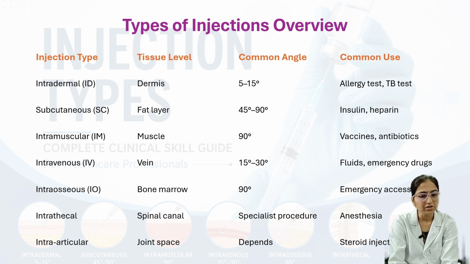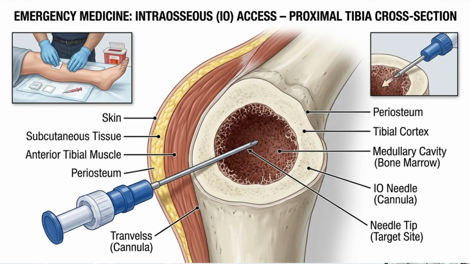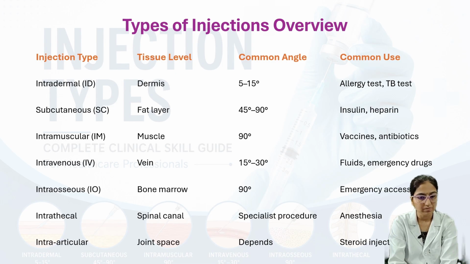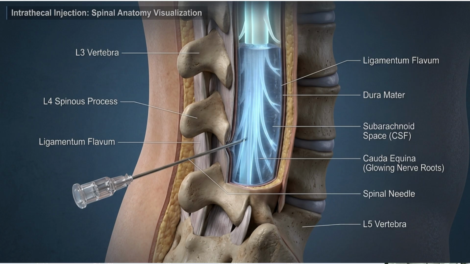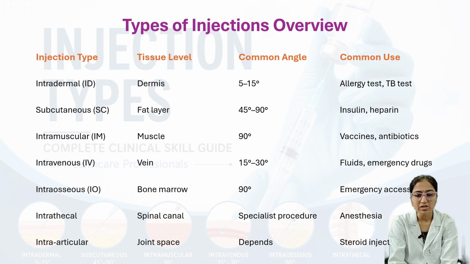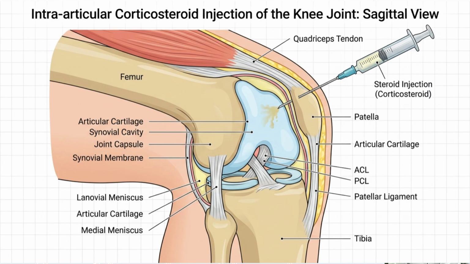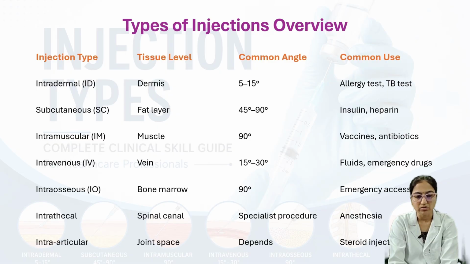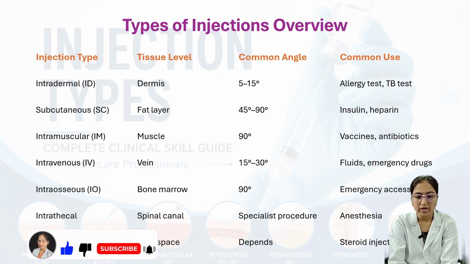Next is intraosseous. It is given into the bone marrow at a 90 degree angle and is used for emergency access. Next comes intrathecal. It is given into the spinal canal; the angle is a specialist procedure, and it is used for anesthesia. And last, intra-articular. It is inserted into the joint space, the angle depends, and the common use is steroid injections.